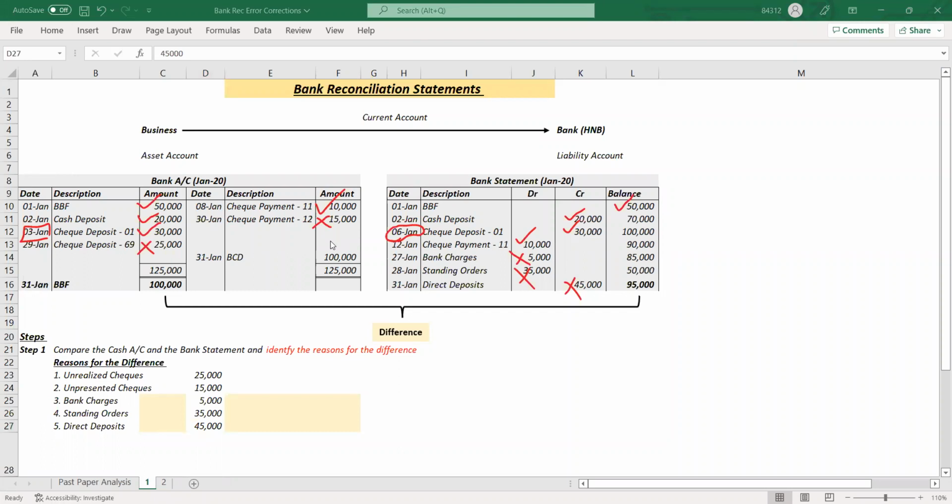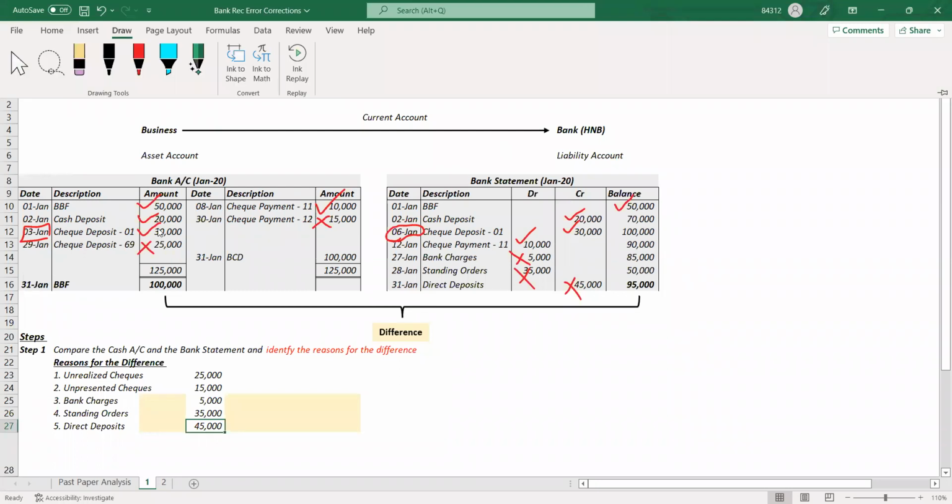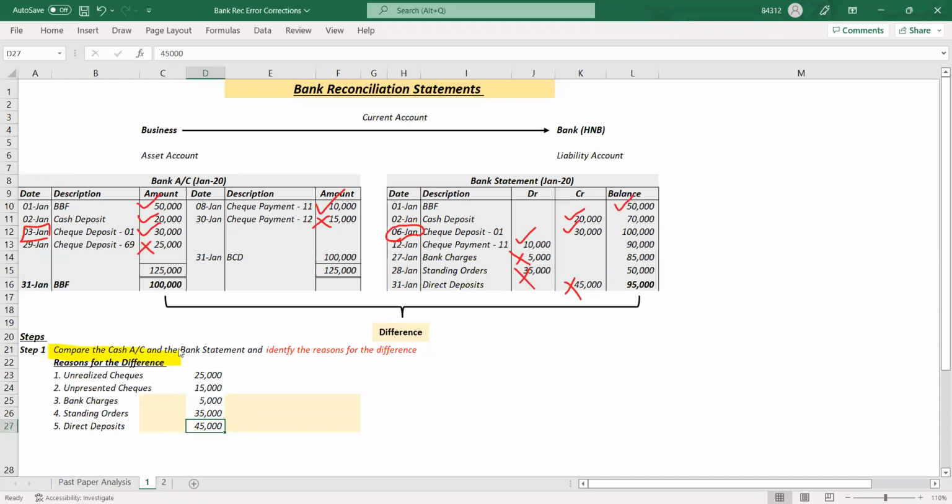Now the next step. Step 1 is what we did. So what is step 1? Compare the cash account and the bank statement. Cash account means the bank account. Compare this bank account with the bank statement. Identify the reasons for the difference. So we found the reasons. There are 1, 2, 3, 4, 5 reasons.